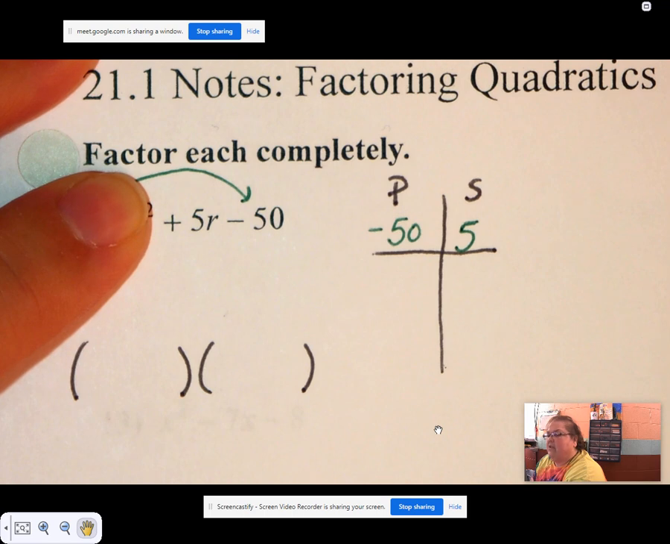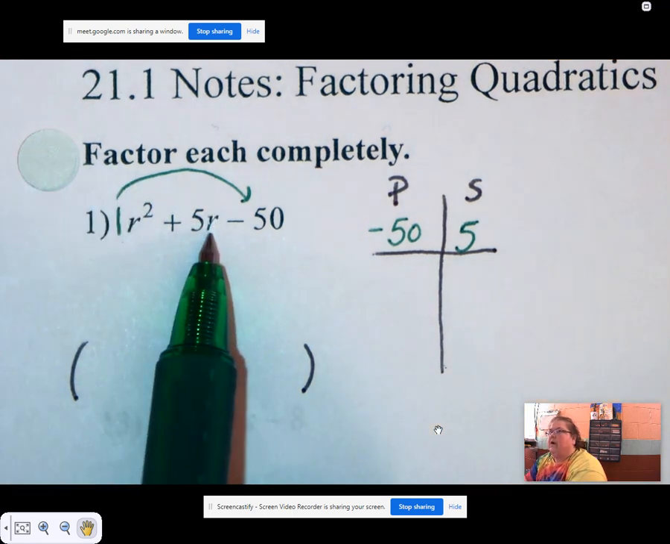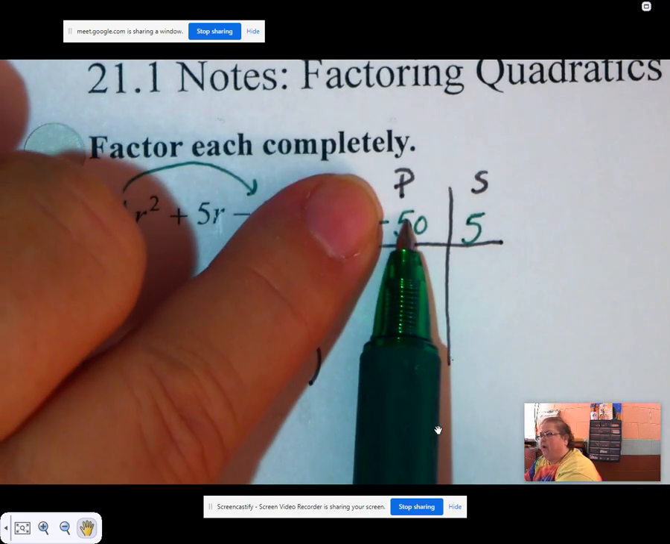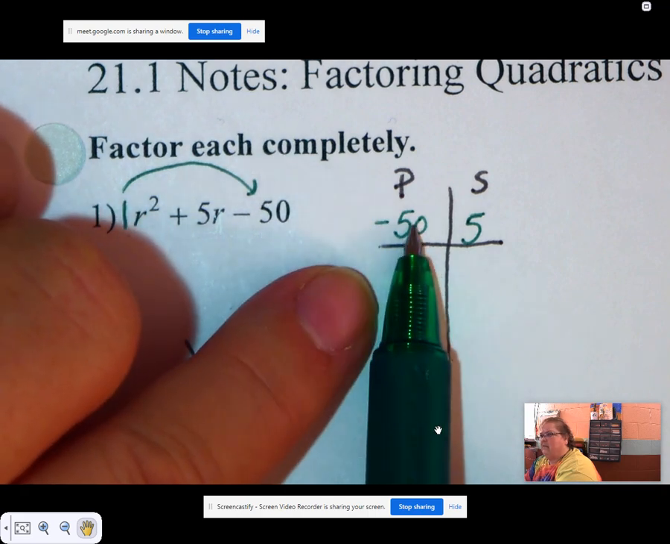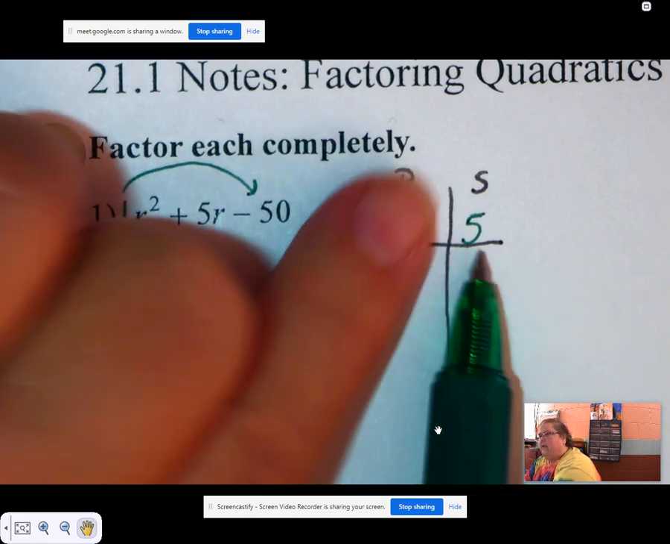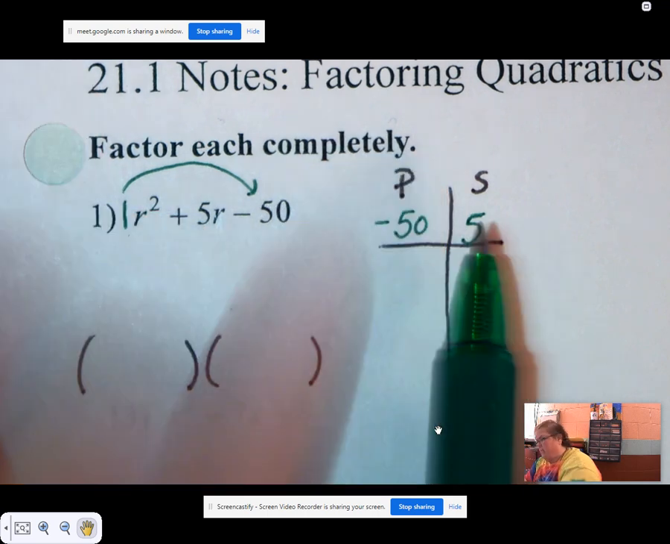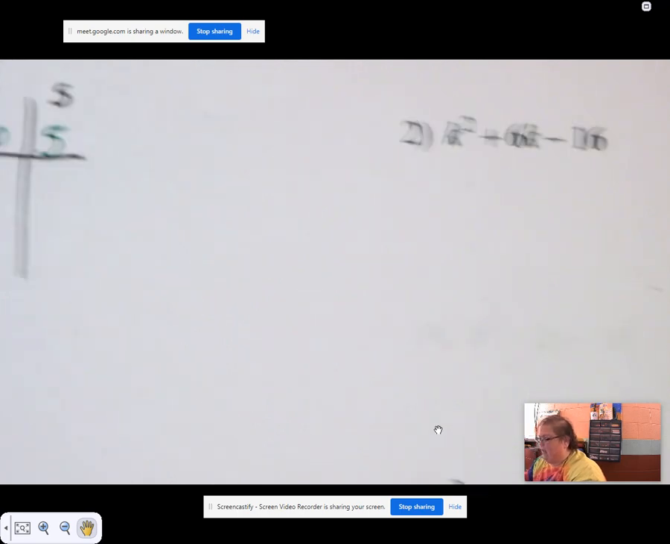Okay? Because B is the middle term of the one with just the variables. So what I need to do, product means to multiply, right? So I've got to multiply numbers together to get negative 50. Sum means to add them, and we got to get to 5. So calculator's open on reset, ready to go.